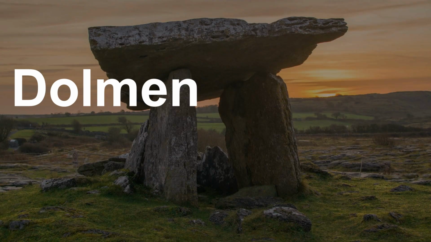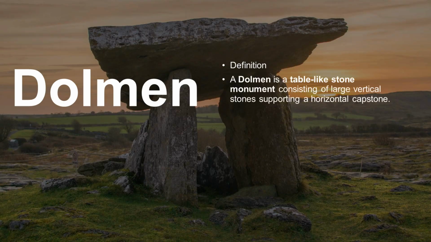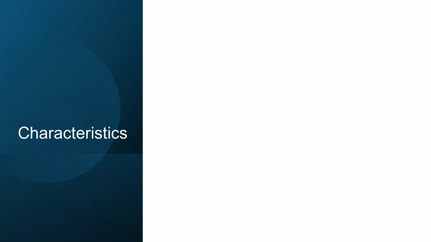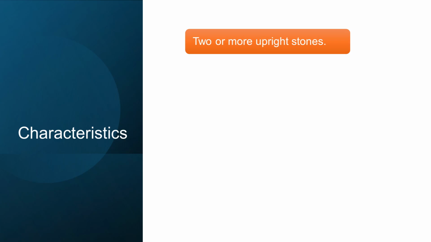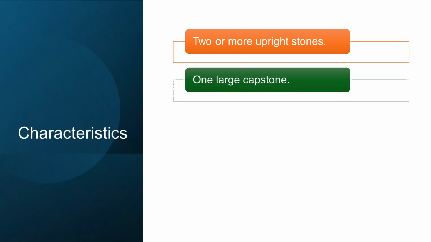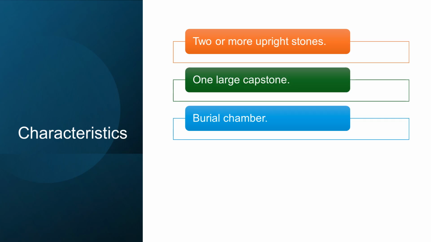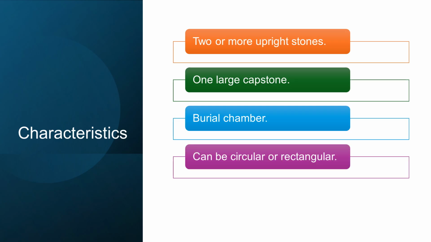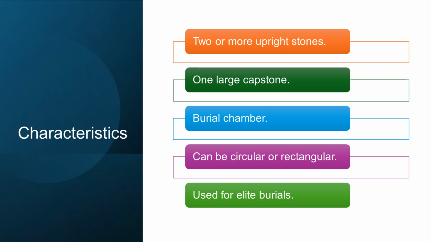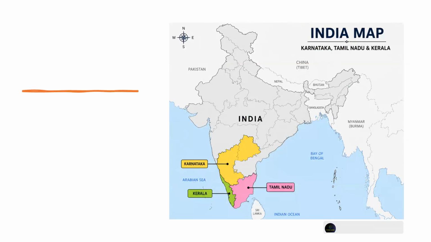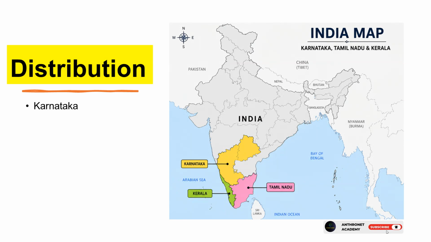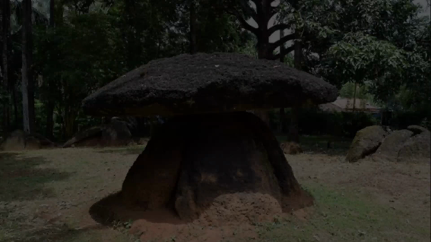Dolmen. Definition: a dolmen is a table-like stone monument consisting of large vertical stones supporting a horizontal capstone. Characteristics: two or more upright stones, one large capstone, burial chamber. Can be circular or rectangular. Used for elite burials. Distribution: Karnataka, Tamil Nadu, Kerala.